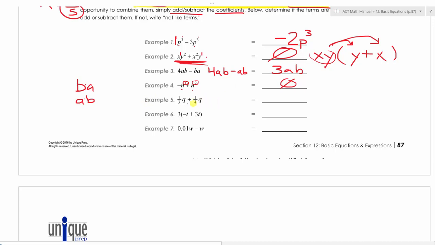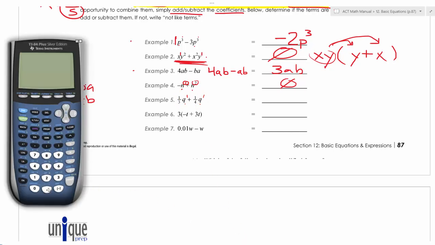Example 5, this one sometimes stumps students, mostly because of these fractional coefficients. They just throw students for a loop, but there's nothing different here from what we did in example 1 or example 3. We have like terms, the q and the q is the base, the exponent is a 1. So we just have to add these coefficients, and in order to add these coefficients, what do we do? We find a common denominator. No, we don't.